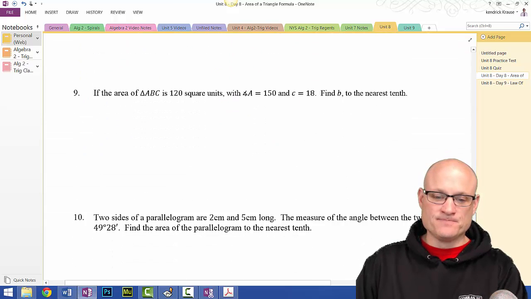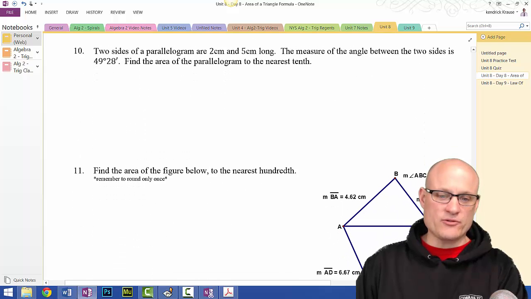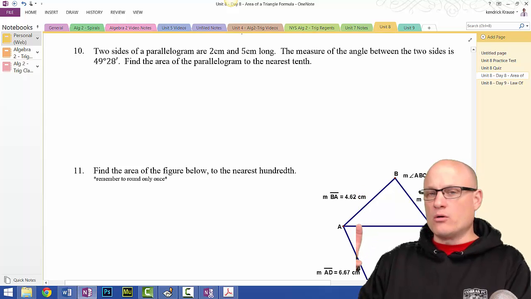All right. Last problem. Question 10. The two sides of a parallelogram. Whoa! Whoa, whoa, whoa, whoa, whoa! I have an area of a triangle formula.